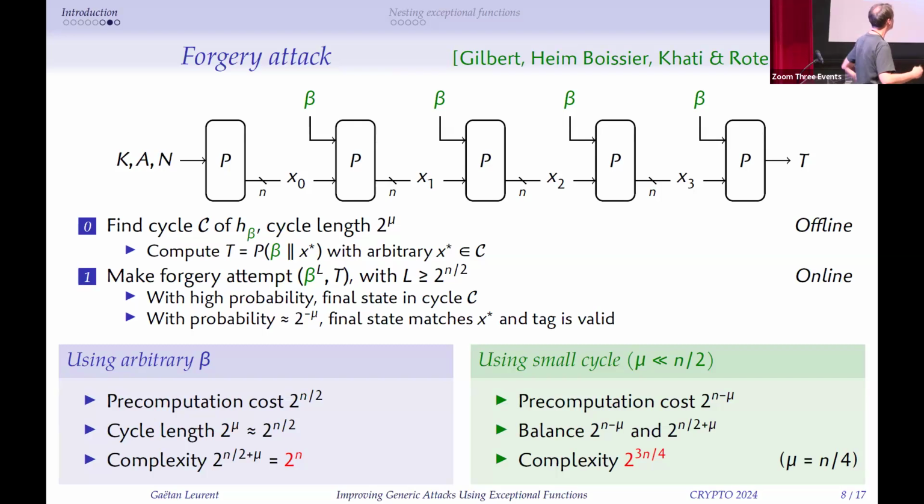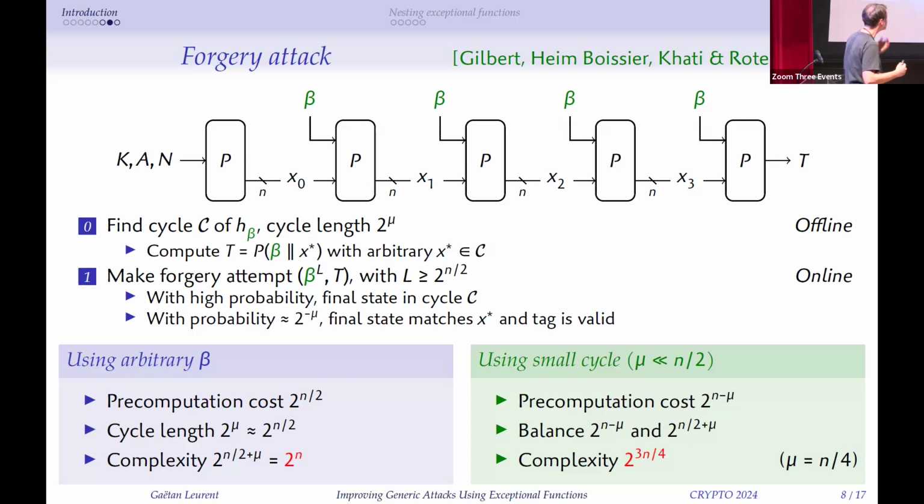When you put everything together, the idea is you start by choosing some value beta, you look at the function h_beta, you search its cycle, and you pick some point in the cycle, x star. From this point you can compute the finalization and compute a tag, assuming that the final value is this fixed x star. And next, you take a very long message with all the blocks fixed to beta, and you assume, you guess, that the final state is exactly this x star, and therefore you know the tag, and this gives you a forgery attempt.